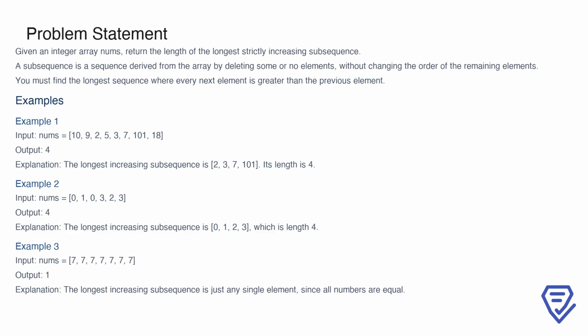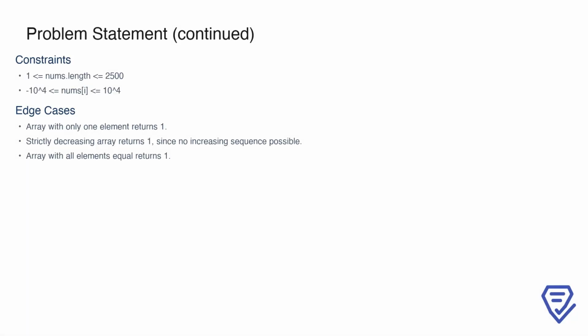When the input is 7, 7, 7, 7, 7, 7, 7, since all elements are equal, any single element counts as an increasing subsequence. The answer is 1.